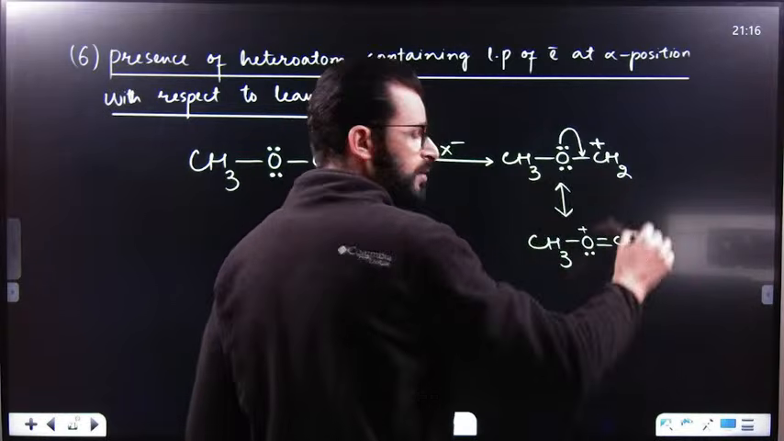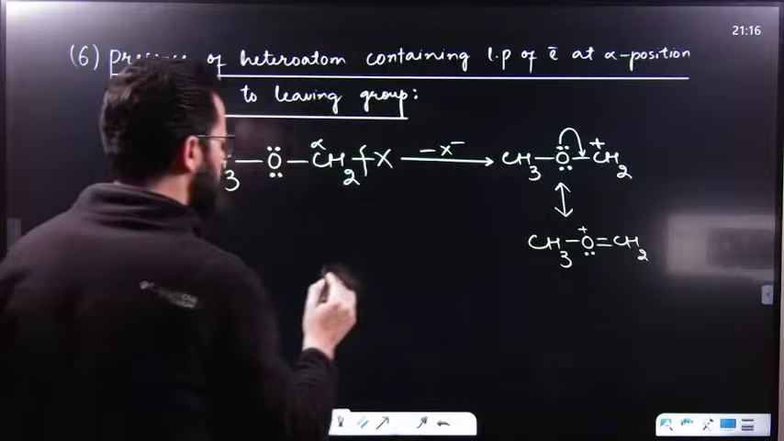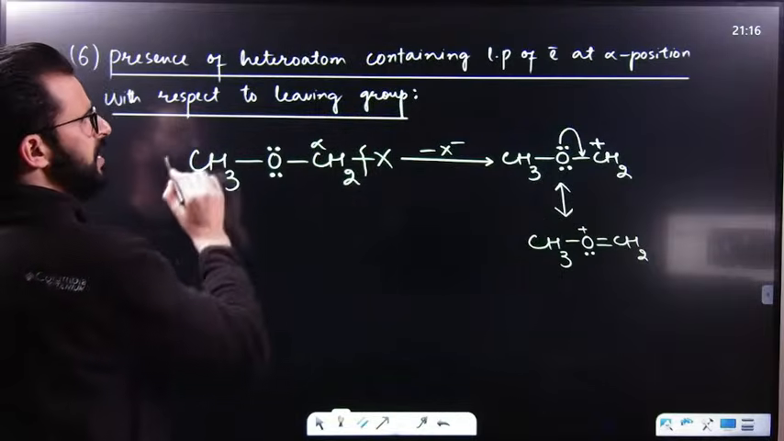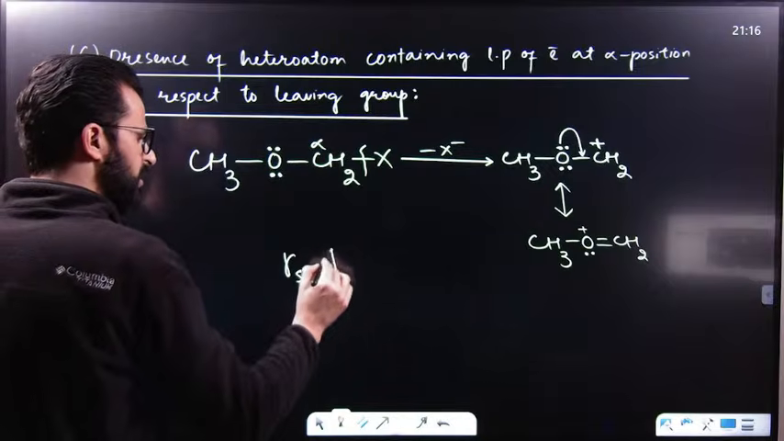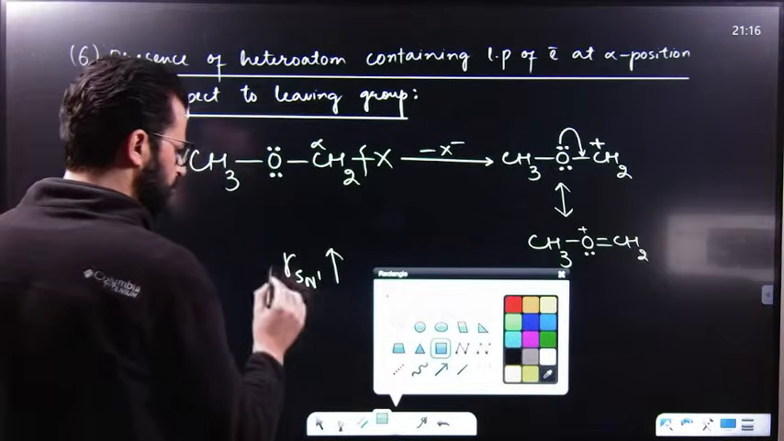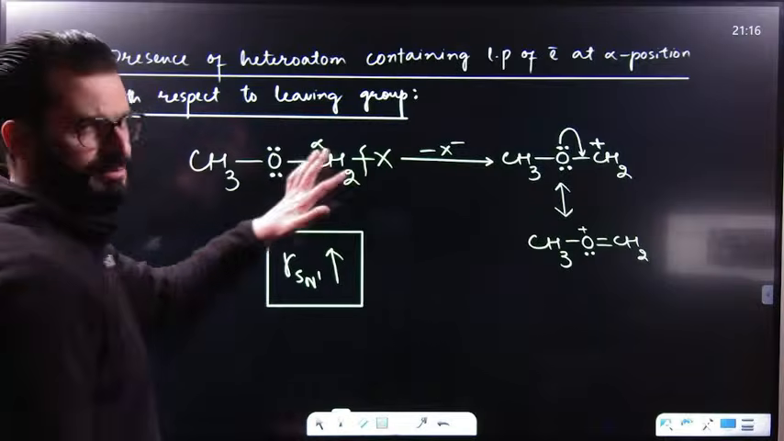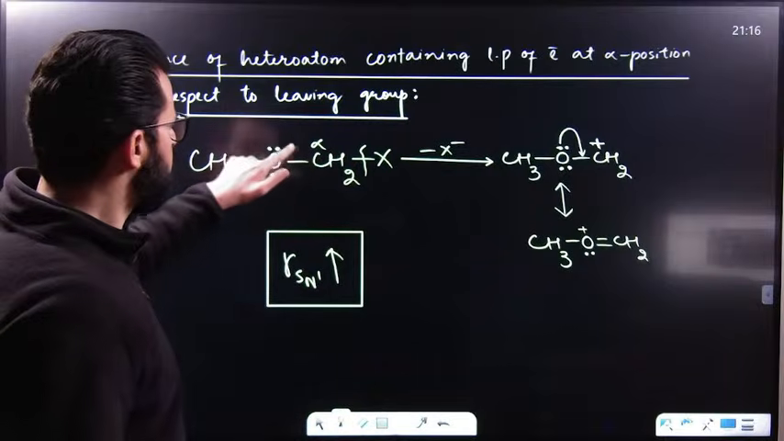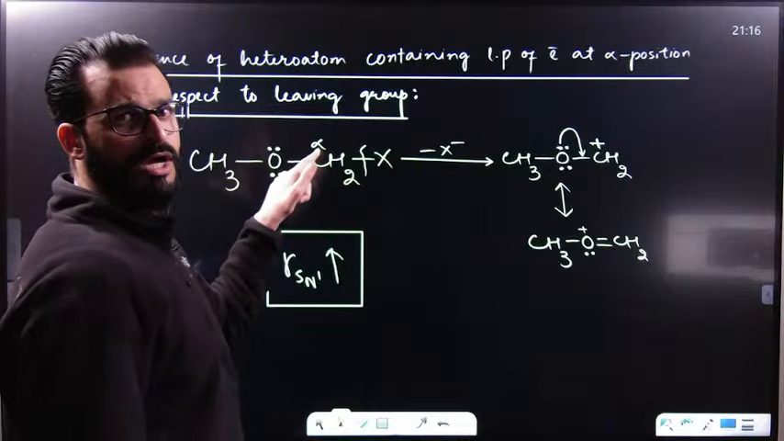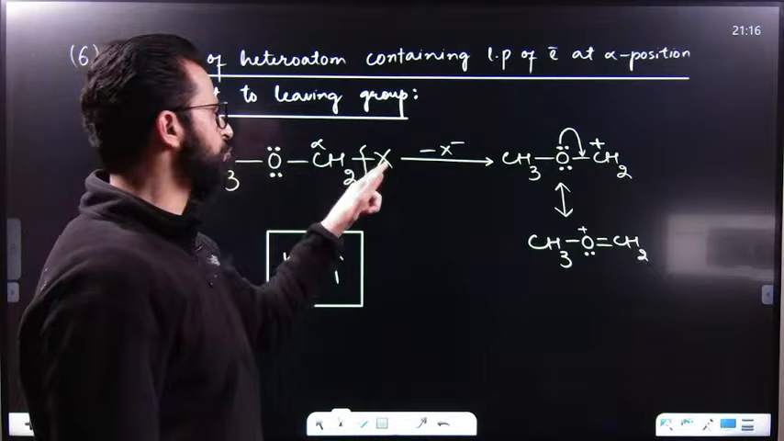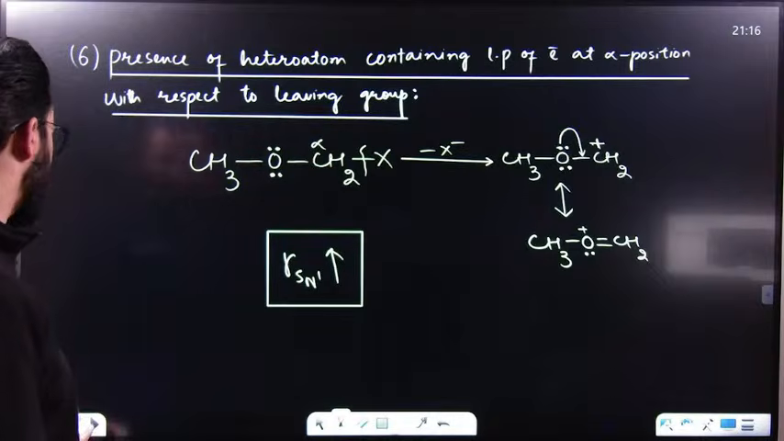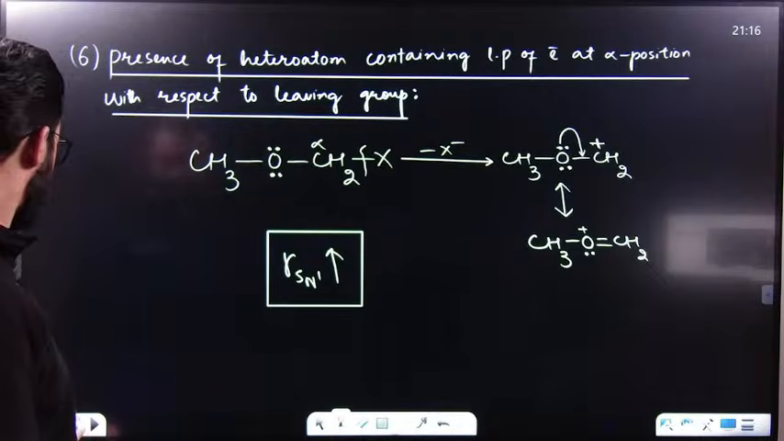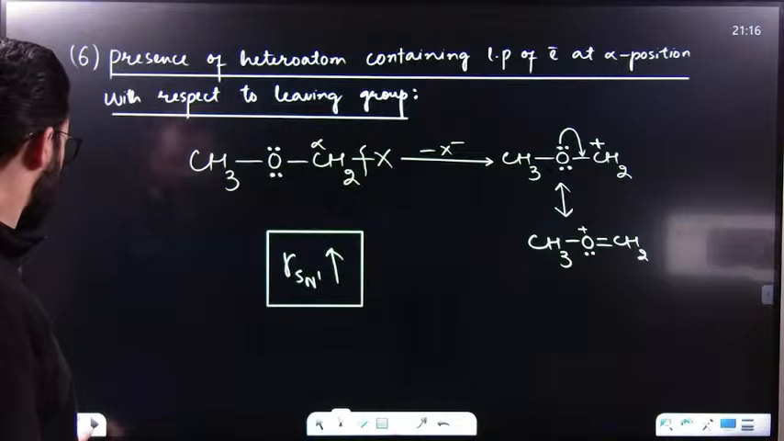As the carbocation is stable because of back bonding, such conditions favor SN1. At that time SN1 will be increased. I hope this is clear to you. So whenever you have a substrate in which a heteroatom is attached to the alpha carbon with respect to the leaving group, remember SN1 reaction will occur readily because of formation of a back bonding stabilized carbocation.